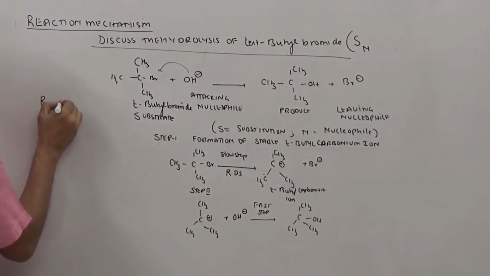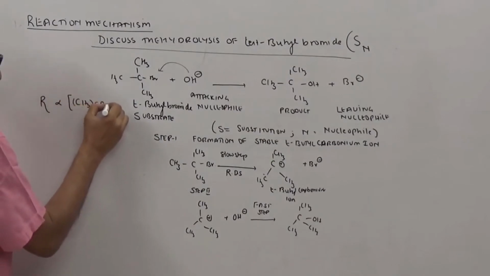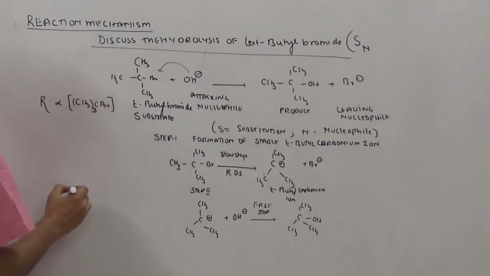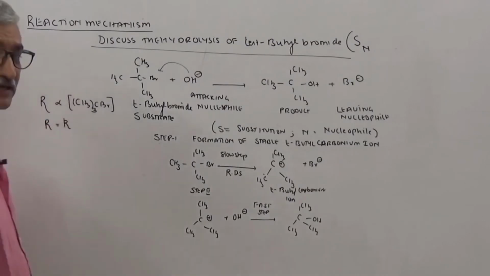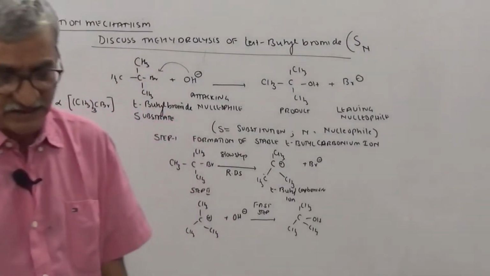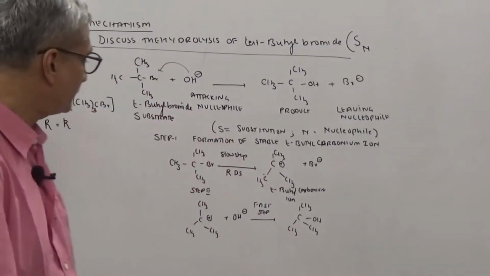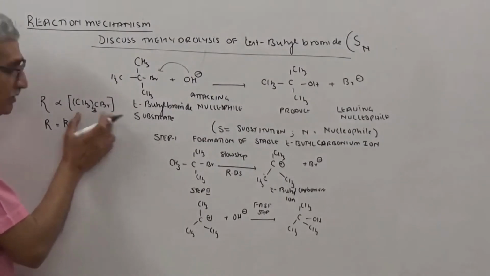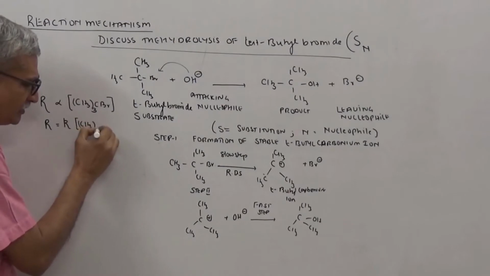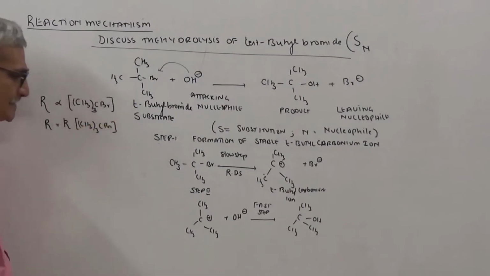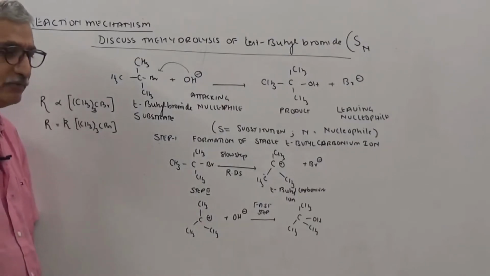Then the rate of reaction is proportional only to the concentration of tertiary butyl bromide. So therefore R, the rate of reaction, is equal to K, a specific rate constant. So what is specific rate constant? It is the rate of reaction when the concentration is 1 molar. So if the concentration is 1 molar, whatever is the rate, R is equal to K. So we have K[(CH3)3CBr]. For writing this you get 1 mark.